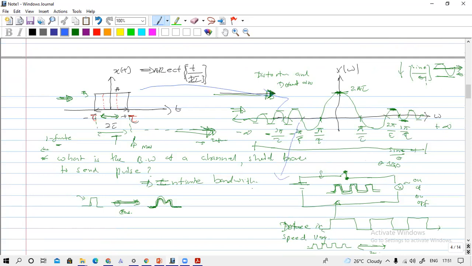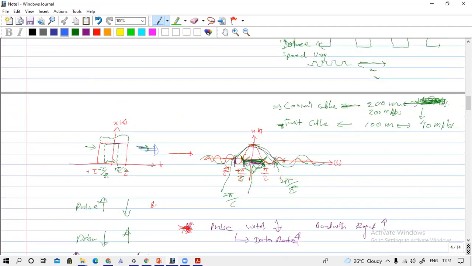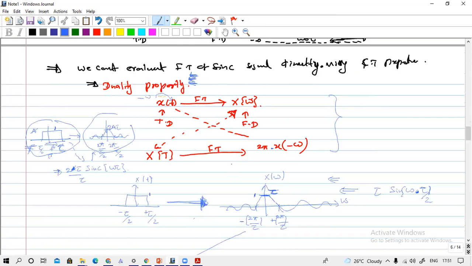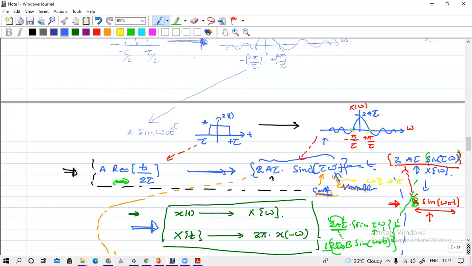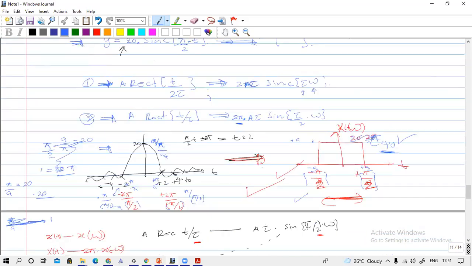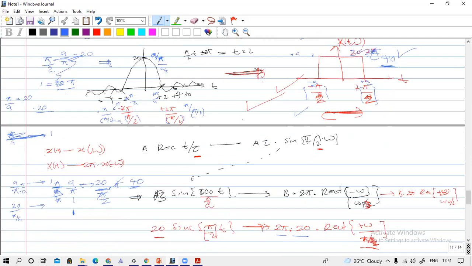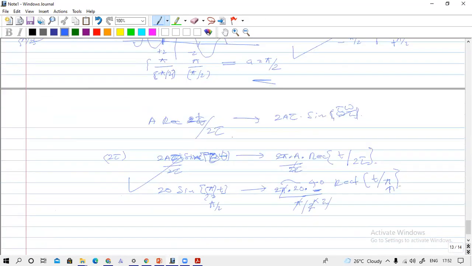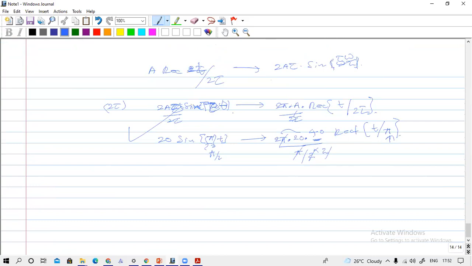Then just take 2 or 3 sinc functions, and I hope you can try to do this. You can practice by yourself. So we will start. I'm sorry for the confusion I have made. Hope now it is clear.